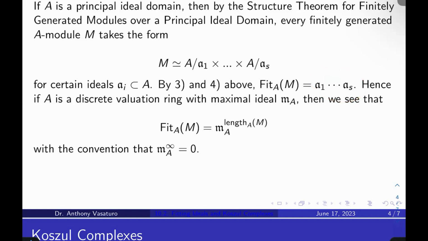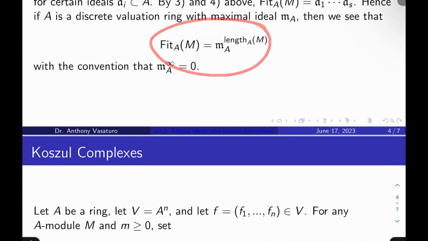So now let's specialize even further. If A is a discrete valuation ring with maximal ideal m_A, what this tells you is that the A fitting ideal of M is just that maximal ideal m_A to the length, the A length of M as a module, okay? And of course, if you have an infinite power here, we're just going to set m_A to the infinity to be 0, okay? So that's a more specialized situation than the general setup up here, because in this situation, all the ideals are powers of the maximal ideal, okay? So this is a nice formula to have.